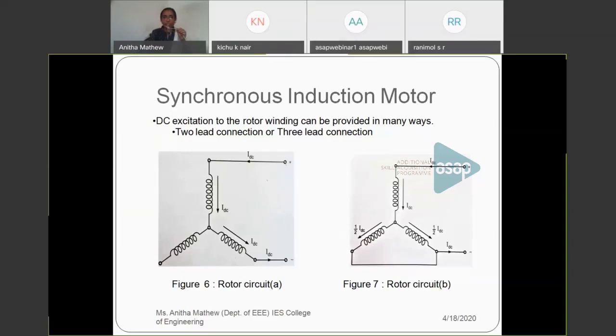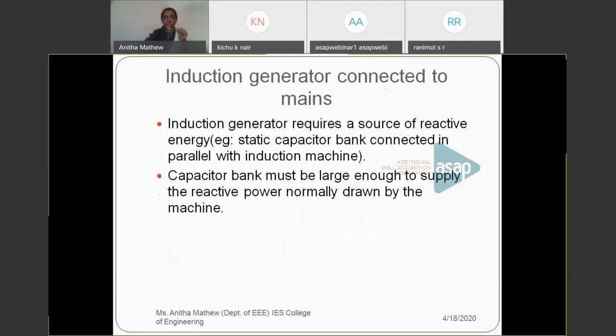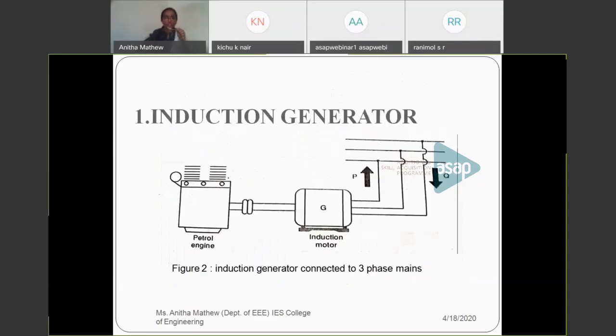Is it for the induction generator? If it is for the induction generator, you can see here that we are providing the prime mover, which gives mechanical energy to the induction machine, and the induction machine gives out the electrical energy. So mechanical energy is converted to electrical energy. That's the principle.